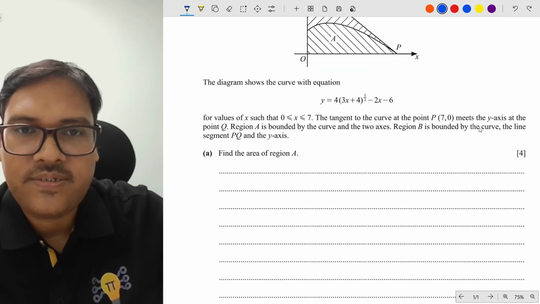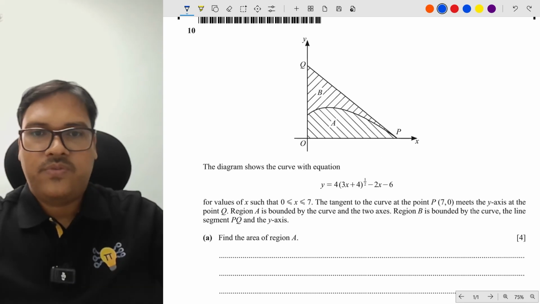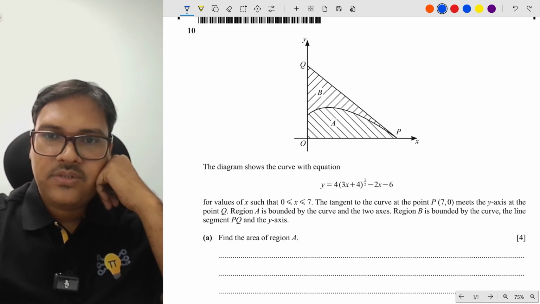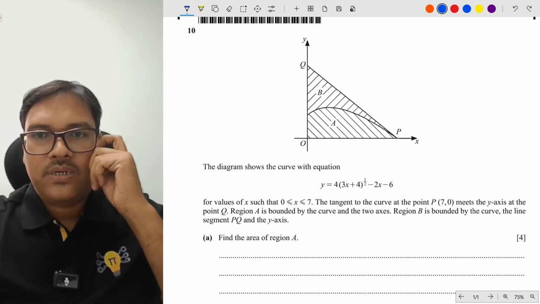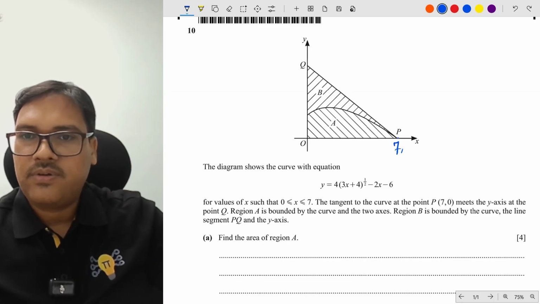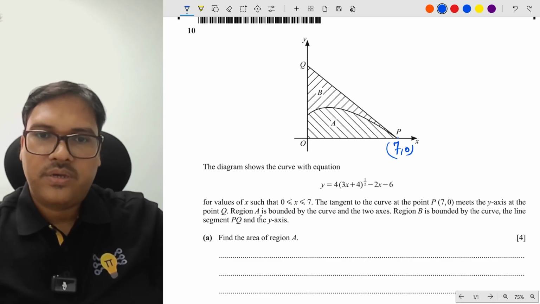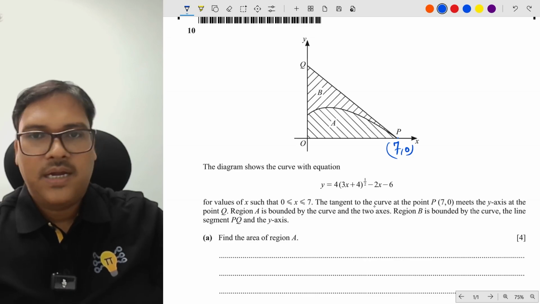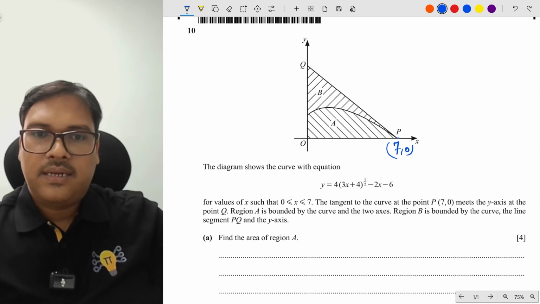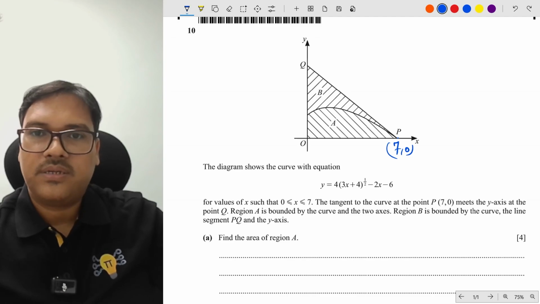Now the next question. The question says, the diagram shows a curve with an equation. Okay, this is the equation of the curve. The value of x is such that x is between 0 and 7. The tangent to the curve at 7 comma 0, this point is actually 7 comma 0, point P, meets the y-axis at Q. The region A is bounded by the curve and the two axes. Region B is bounded by the curve, the line segment PQ and the y-axis. Okay, this is the region B.